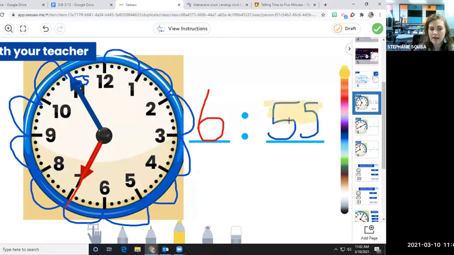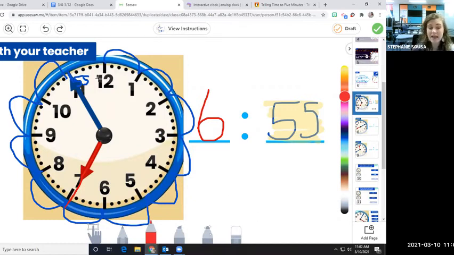55 is at the end of an hour. We know that a new hour starts at 0. Six o'clock would be 6:00. Seven o'clock would be 7:00. 55 is at the end. So it can't have started a new hour at 7 if we're still at the end of 6 o'clock.